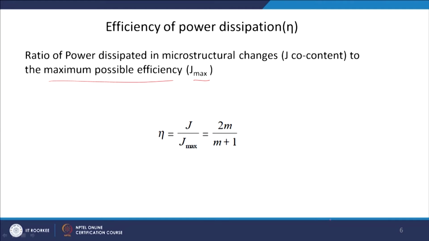So, if you do a little bit of mathematics here, okay. So, J is coming from a real system and J max is coming from an ideal system. Okay. So, of course, if I take this ratio, I should be able to say what is the efficiency of my material, under certain processing conditions, to dissipate energy for microstructural change. So, I should have more efficiency, that means eta should be more, so that I have more energy going for microstructural change. Okay.